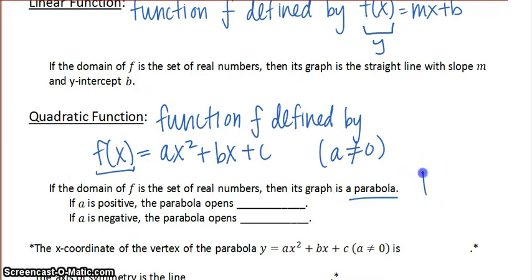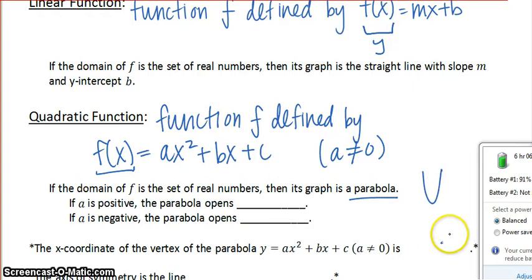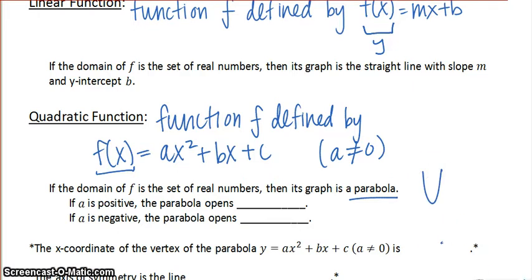Parabolas look like this. Okay, looks like this. That's a parabola, okay? Kind of like a U shape. Now, if a is positive, then the parabola opens up. So it's going to look something like this one right here, opens up. That means it has a positive a. Now, if a is negative, hopefully you figured out, then that means it's going to open down. It's going to look like that over there if it's negative. Pretty simple.